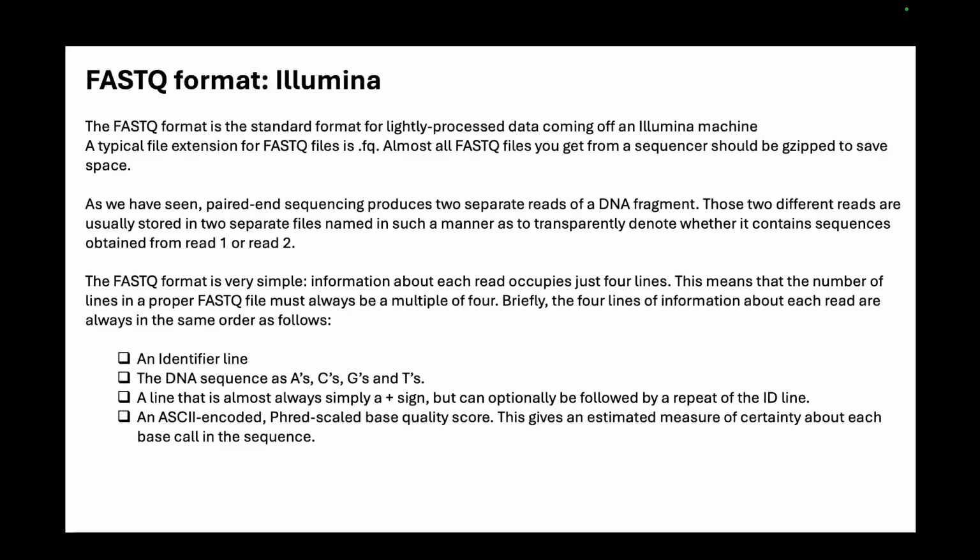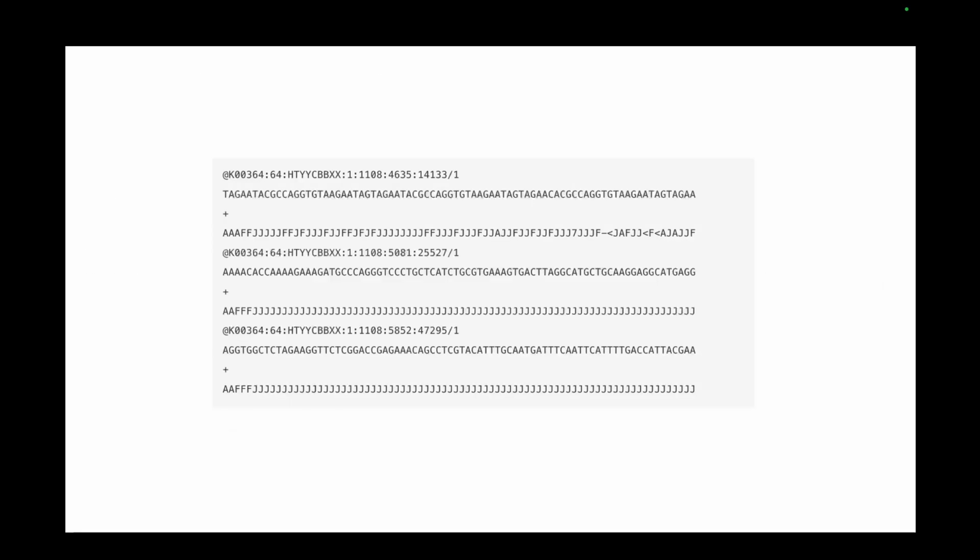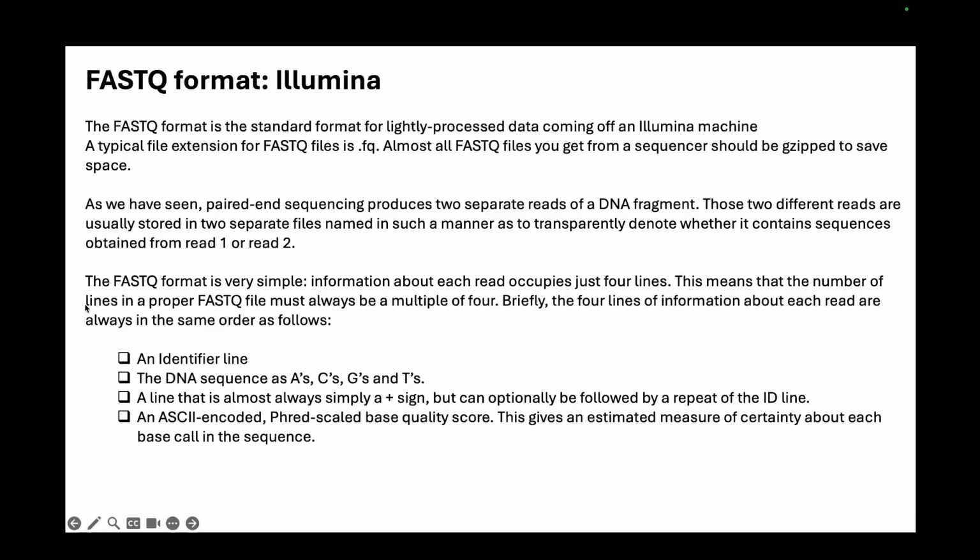Okay. The other type of format is FASTQ, which is known as the Illumina format. The Illumina data comes in a FASTQ format. The FASTQ format is also pretty similar. You'll have an identifier line followed by a sequence, right? But for each sequence, it is a little bit more complicated in the case of FASTQ. So you'll have an identifier line and a DNA sequence.